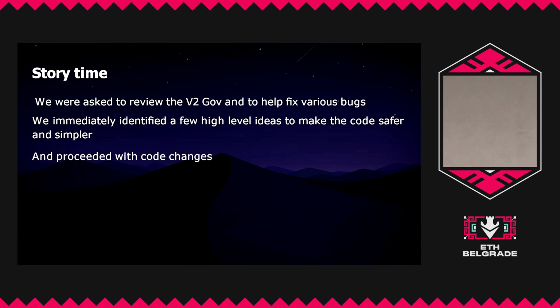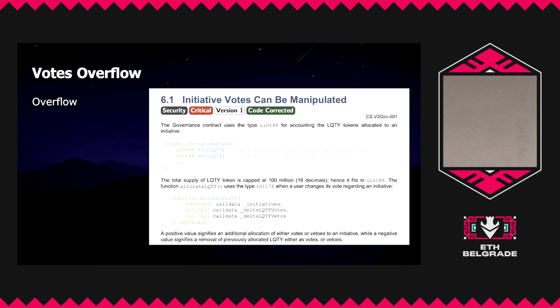And I'm going to go through some of the bugs that we were presented with. This is all from the Chain Security Audit Report, which was given to us for version V1, and that we contributed in building version V2, whereas the deployed version is actually version V3. So one of the bugs that we were presented with was this initiative votes overflow.